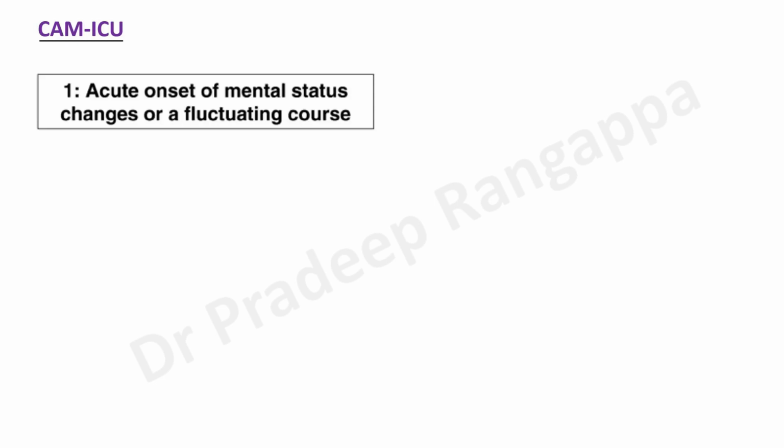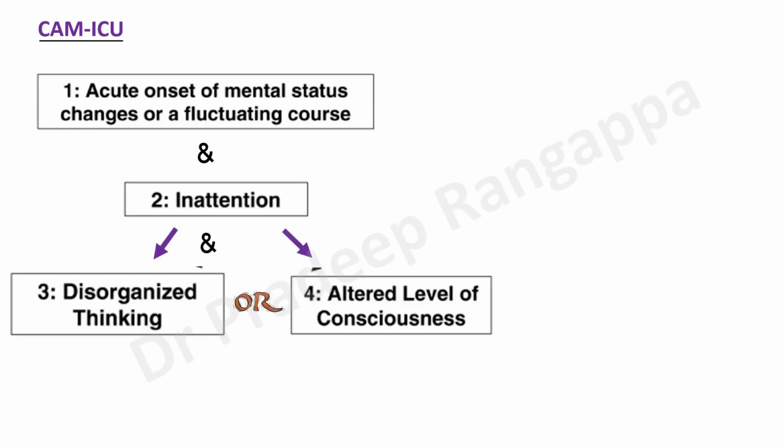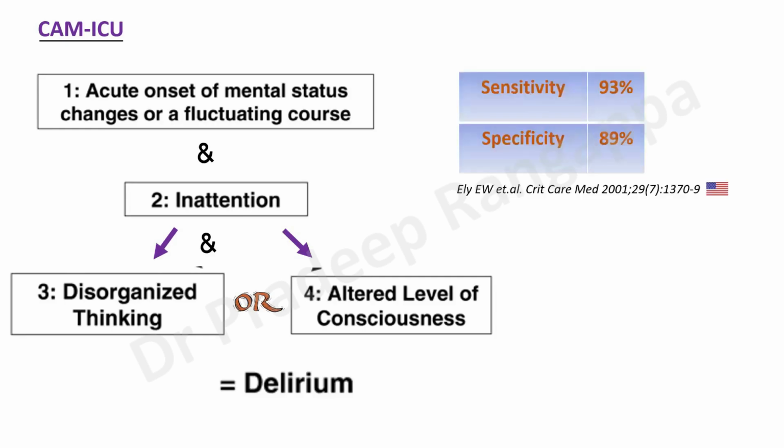So just briefly, the components of CAM-ICU. Very easy. There is acute onset of mental status change, which I mentioned is the key hallmark. The change in mental status should be fluctuating in nature with time, along with inattention. If these two are present, then you see if these two are coupled with disorganized thinking or altered level of consciousness. If these three are present, you call it delirium. It's a very simplistic tool and it is validated.